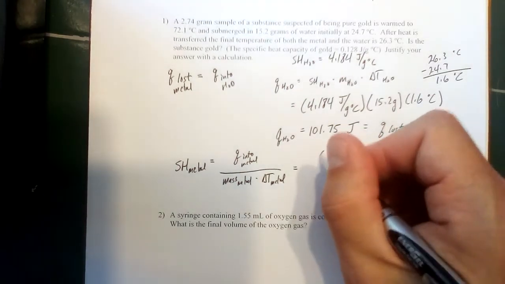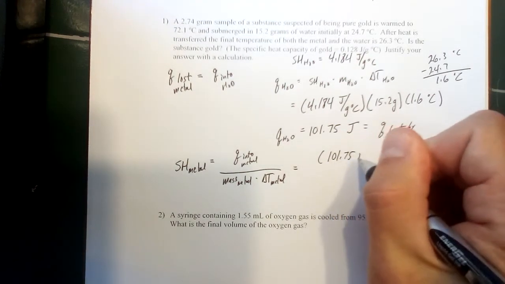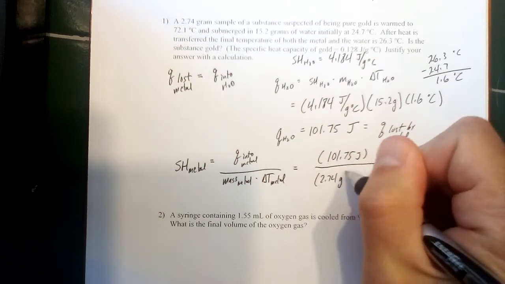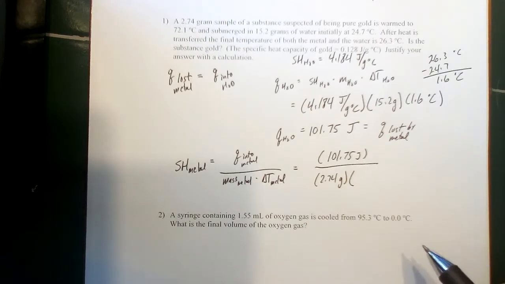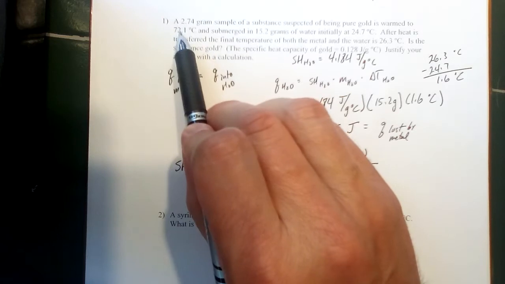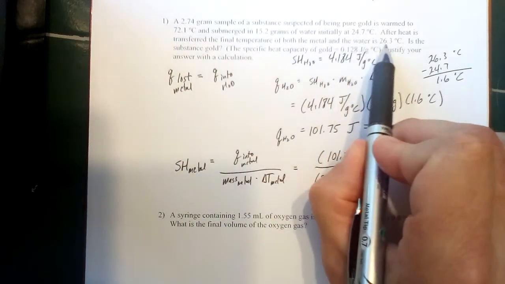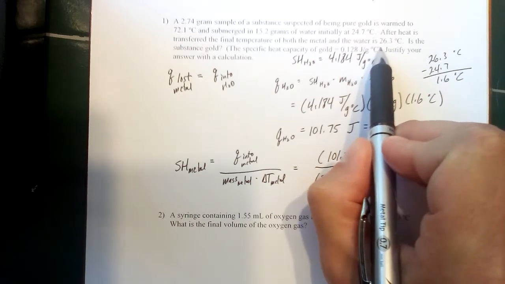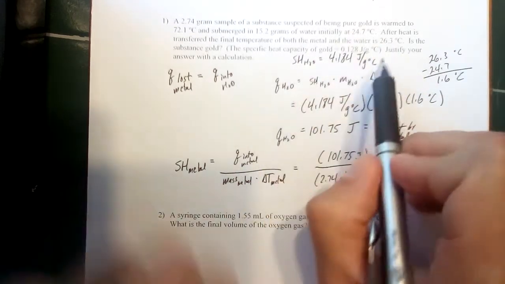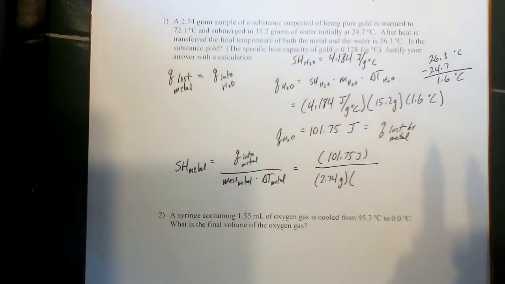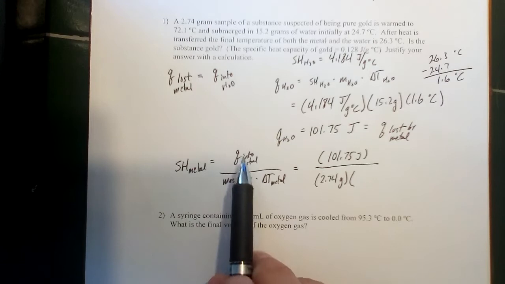So the heat is 101.75 joules. The mass is 2.74 grams. And the temperature change, again, we do have to calculate. So the temperature of the metal started at 72.1, ended up at 26.3. Now, the formulaic way to calculate temperature change is to take the final minus the initial. In this case, that would give us a negative number. That's fine, but if we use a negative temperature change, that means we should also use a negative Q here.